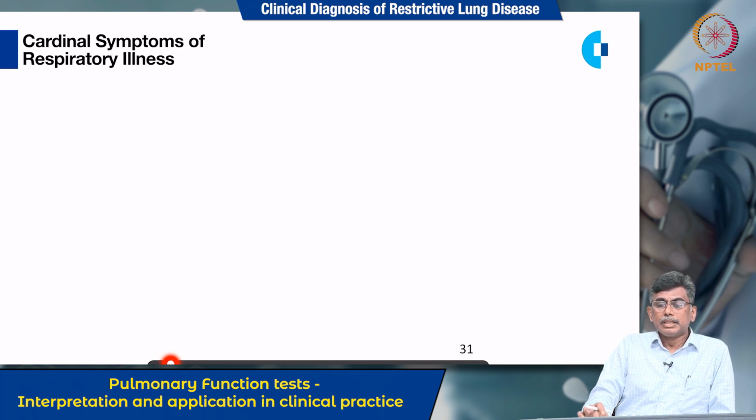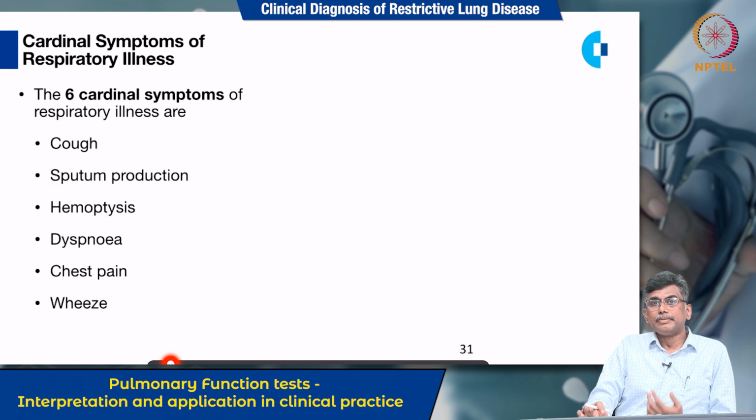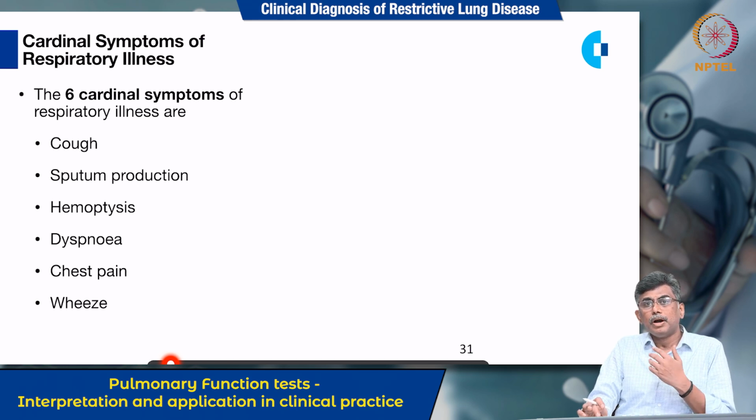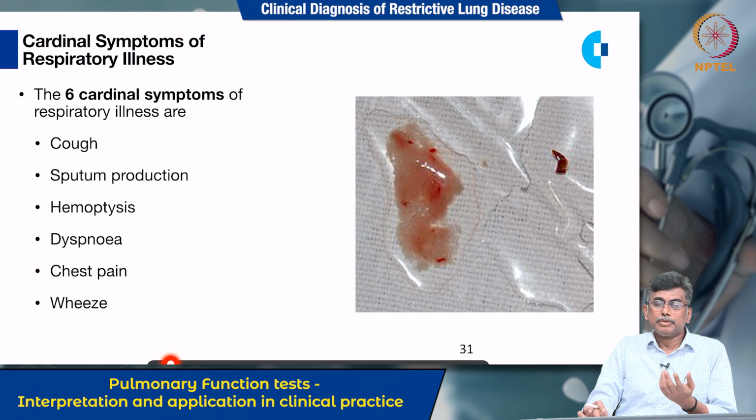Now there are some cardinal symptoms which we ask in a case of restrictive lung disease. The 6 symptoms are cough, sputum production, hemoptysis, dyspnea, chest pain and wheeze. With these 6 symptoms we can classify the lung diseases, and identify whether it is an obstructive or a restrictive or the problem is somewhere else. And what is the meaning of the word hemoptysis? Hemoptysis is presence of blood in the sputum.